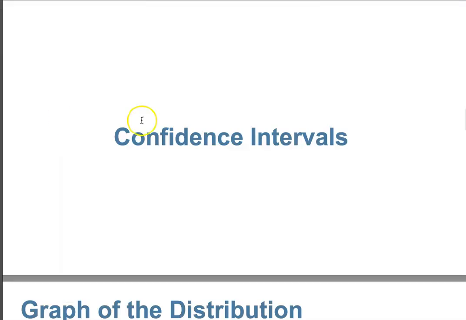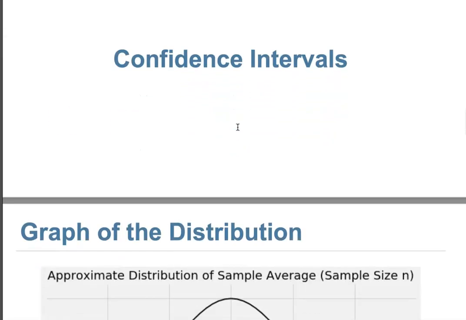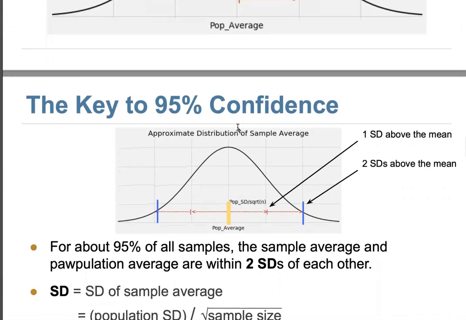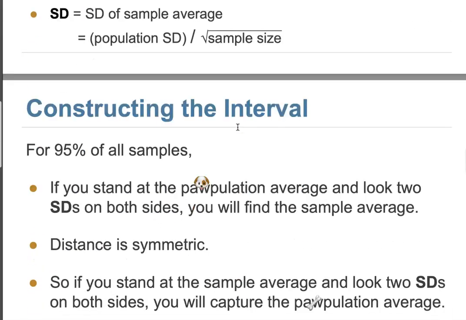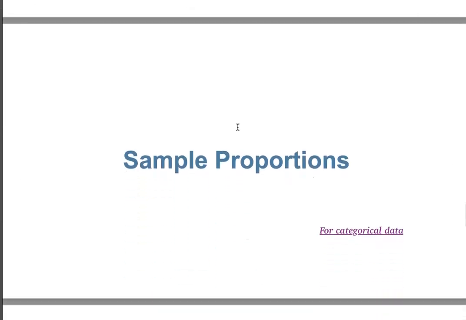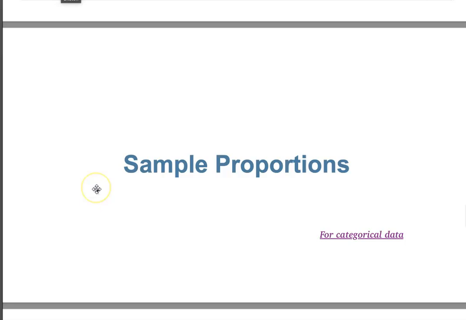Okay, so we're done with the confidence interval and how to construct the 95% confidence interval to estimate the population mean. So let's move to the next topic. The next topic we want to talk about is sample proportions. What is sample proportion? This sample proportion we will apply to categorical data.